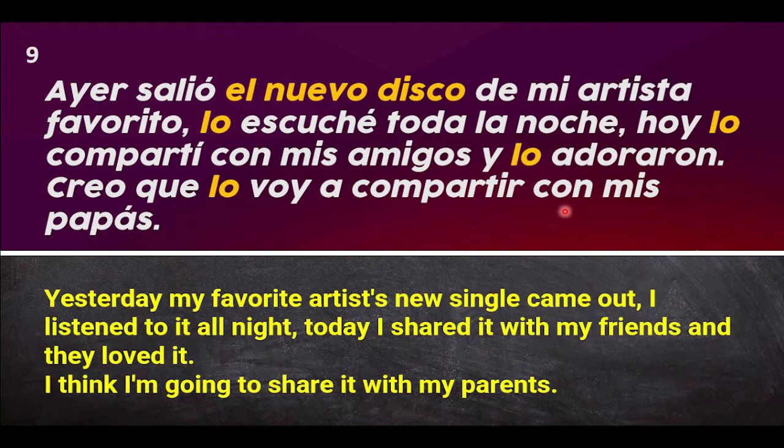Creo que lo voy a compartir con mis papás. Oh, I have two verbs. So I get the opportunity to choose where to put this lo. So I have to put it here or here. Creo que. Why? Because we have the verb ir and we have the verb compartir. Creo que voy a compartirlo con mis papás. Or I can put it like it's written here. Creo que lo voy a compartir con mis papás. I only get to choose when I have two verbs. Remember that. And you will never put this in the middle. Never in the middle. Let's continue with the 10th phrase.